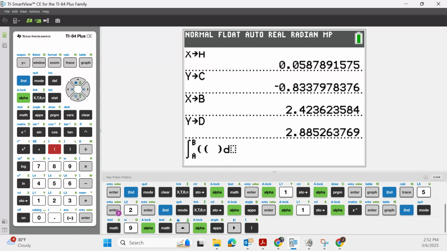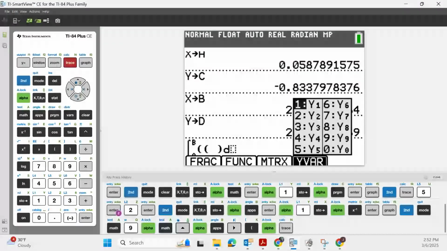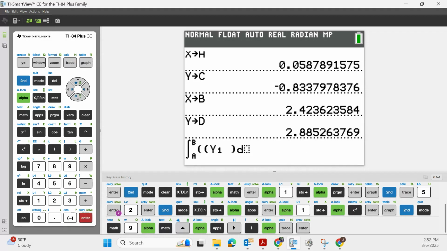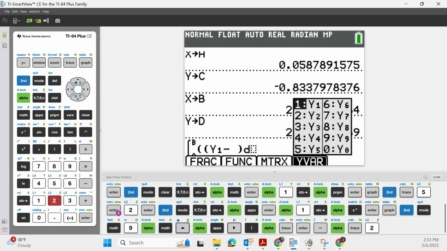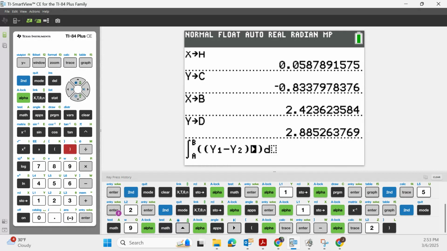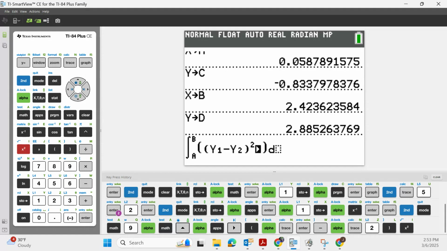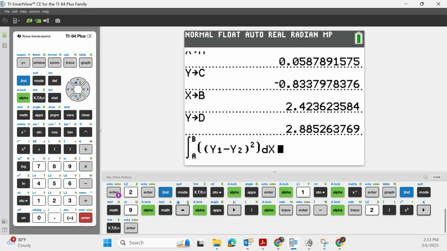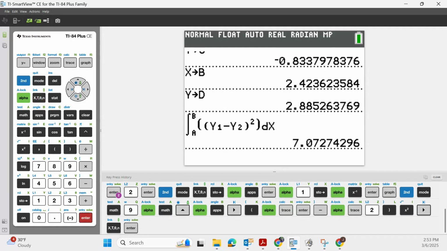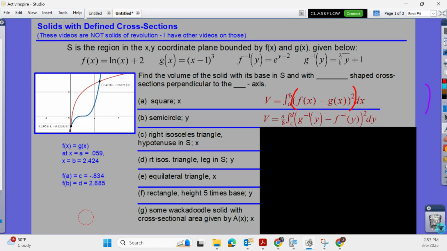And then the best shortcut for getting y1 is just alpha trace. It's the F4 menu. And I'm going to do enter for y1, or just 1, either way. And then minus, and then y2. So alpha trace 2. And then end parentheses squared. Okay? And then out here, I'm going to put dx. And I'm going to hit enter. And there's my volume. It is 7.073 for the first one with the square cross sections. All right, I'm going to do the same thing now, same kind of thing for B, the semicircles.